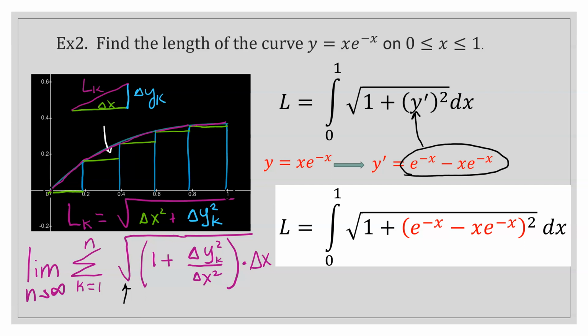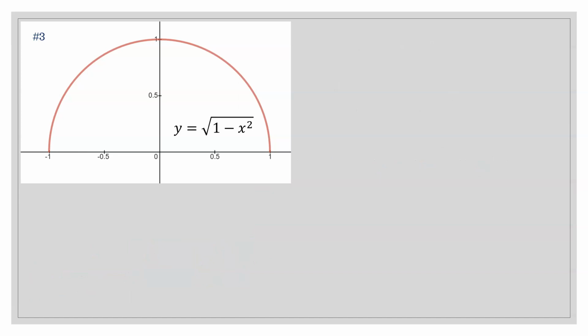So we will have the length of this curve from 0 to 1 is the square root of 1 plus that derivative squared dx. And again, our motivation here is how do we integrate that derivative? And that is the lesson in the next unit. But for now, we can set up the integrals for the length of a curve. Number 3.